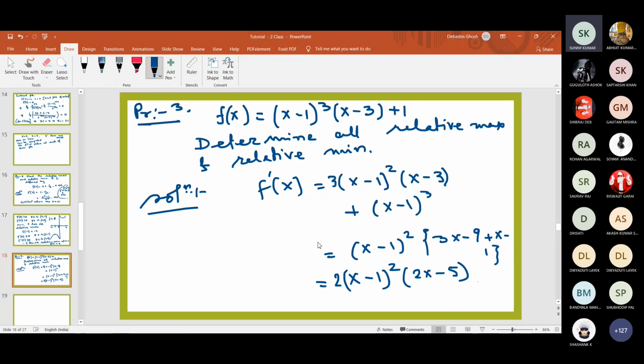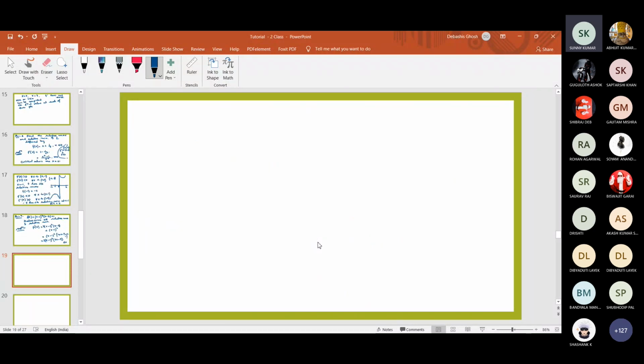So this exists for all x. We have not to exclude any point. Now what are the critical points? So f dash x equals 0. That gives you, of course, x equals 1 and x equals 5 by 2. So the critical points are x equals 1 and x equals 5 by 2.